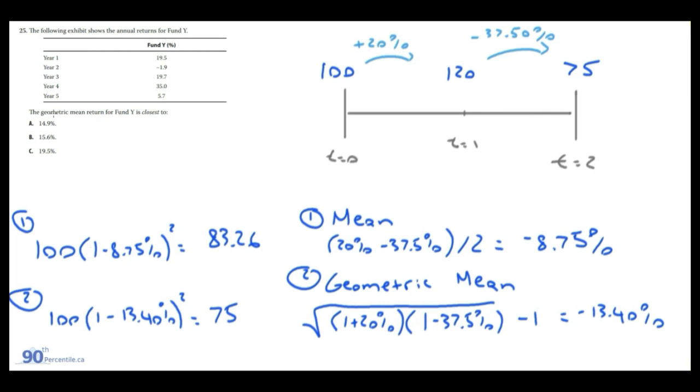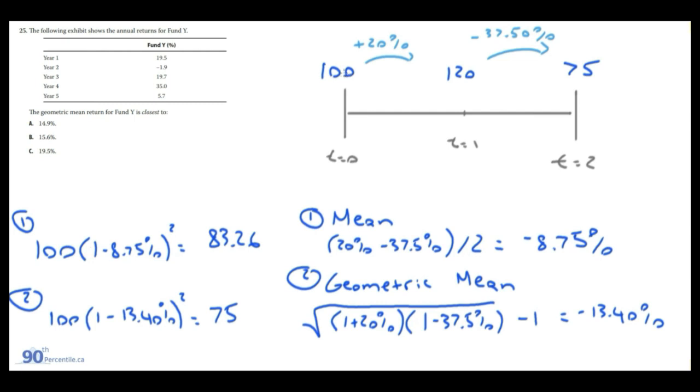So here we have a following exhibit, and we have the returns for the fund across a bunch of years, and it's asking us what the geometric mean return for the fund is. Before we do that, I just wanted to use this as a quick learning lesson in terms of the difference between the normal mean, which is just a simple average, and the geometric mean. The geometric mean is always used when calculating portfolio returns over time, and to show you why, we're going to come up to this diagram over here.